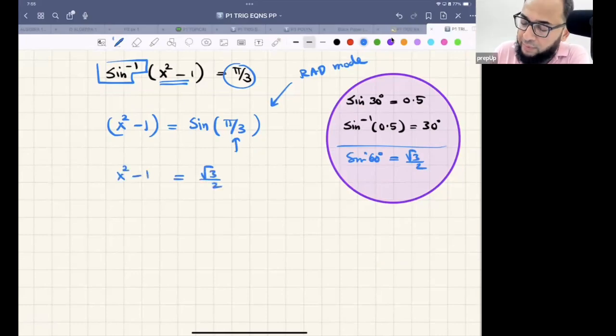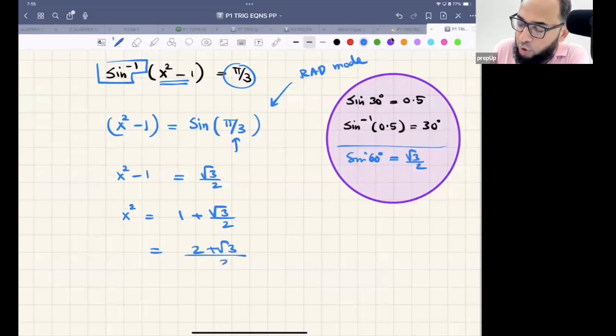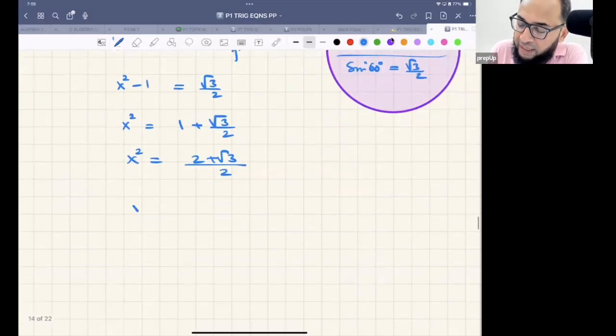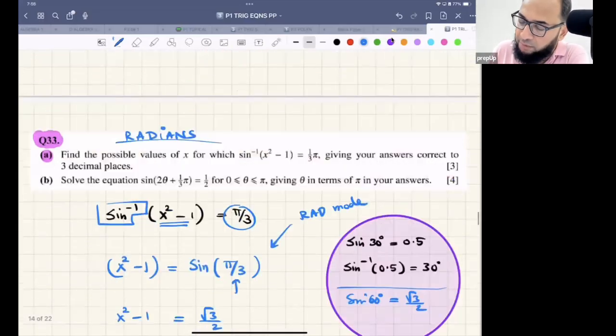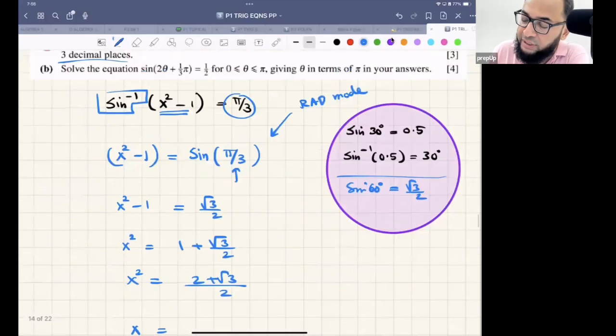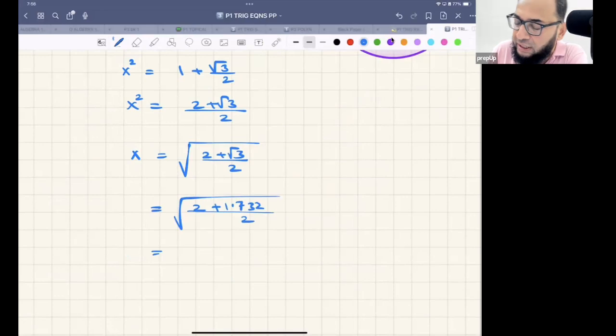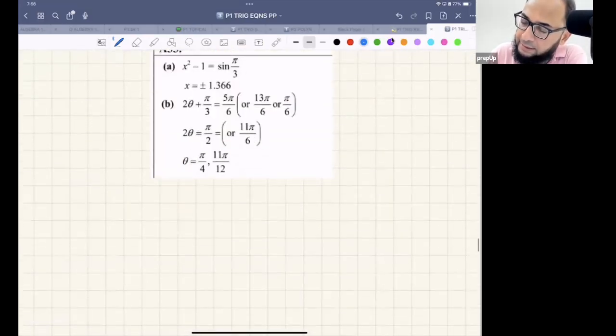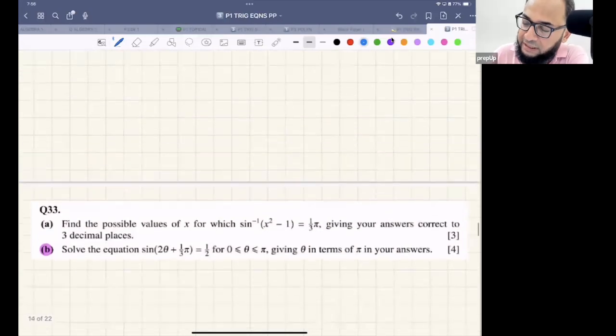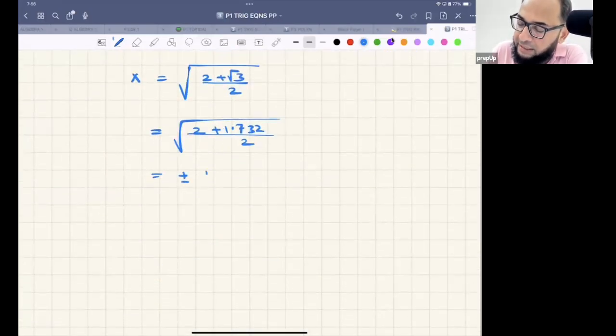This equals x square minus 1. X square equals 1 plus root 3 over 2, which can be written as 2 plus root 3 over 2. That is x square. Therefore, make x the subject. They mentioned something about 3 decimal places. So now take the square root of 2 plus root 3 over 2. That is 2 plus 1.732 over 2, square root. Use a calculator and this answer comes out to be plus minus 1.366. So this is plus minus 1.366 because you're taking the square root.